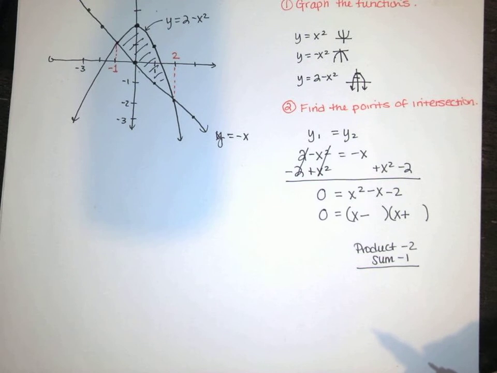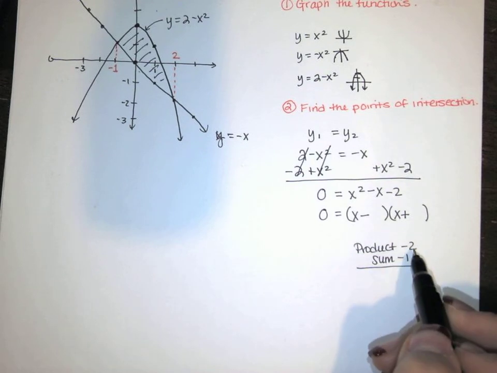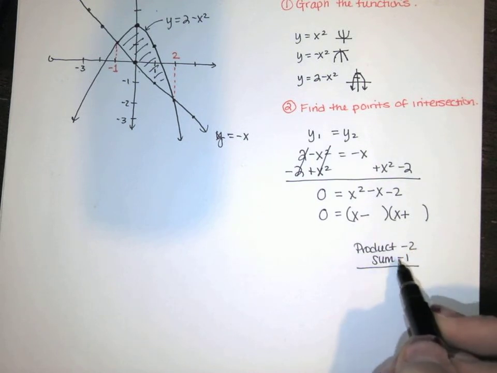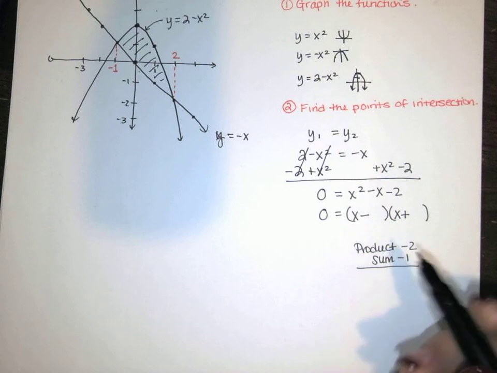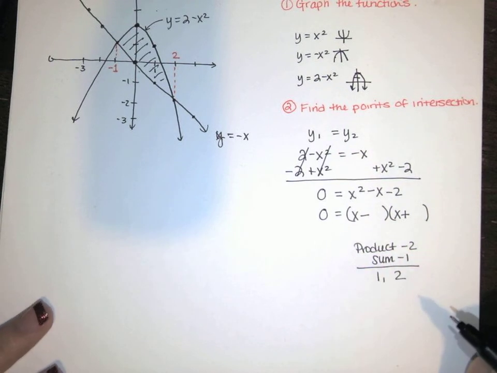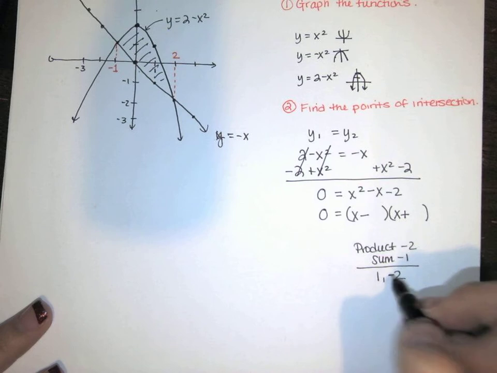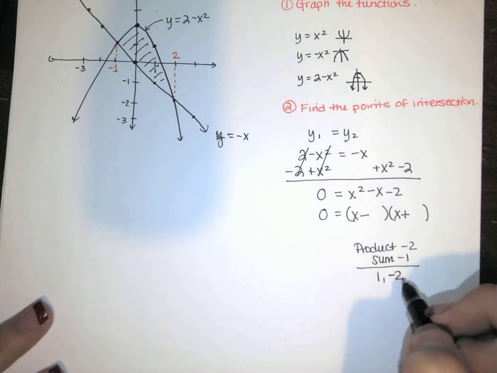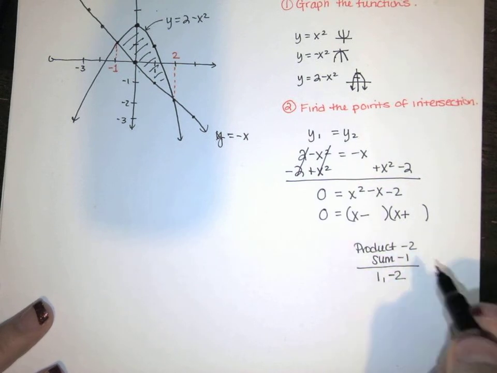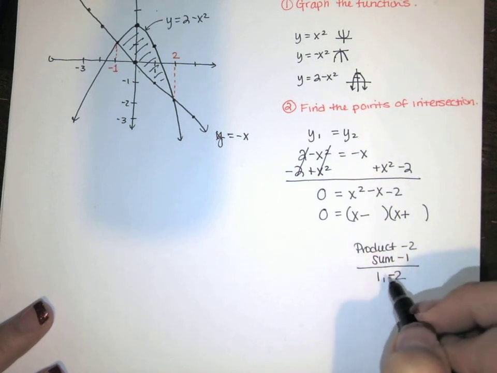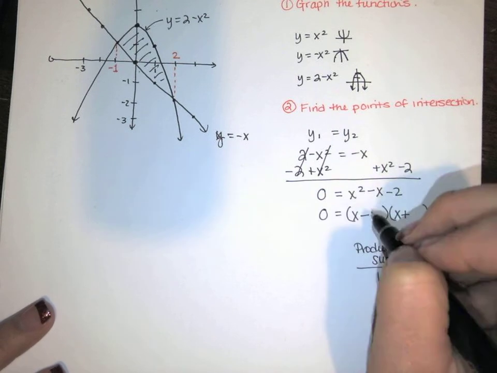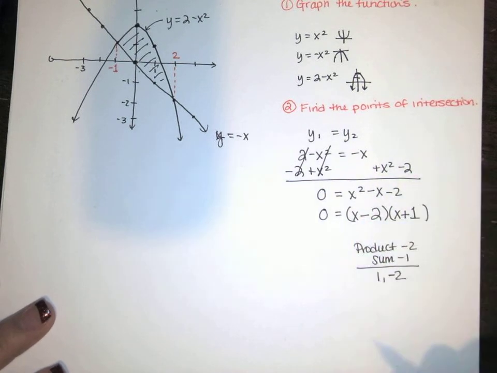So what I'm really looking for is two numbers that have a product of positive 2 that have a difference of 1. Well, 1 and 2 will work if one of them's negative and the other one's positive. In order for the sum to be negative, the 2 has to be negative. Negative 2 plus 1 is negative 1, and negative 2 times 1 is negative 2. So this is a negative 2, and that's a plus 1.